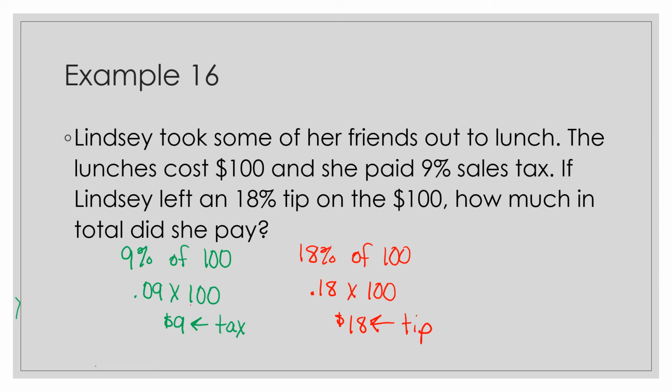Now it wants to know how much total she paid. So obviously she had to purchase the food, which was $100. She paid $9 in tax and left an $18 tip. So her total was $127.